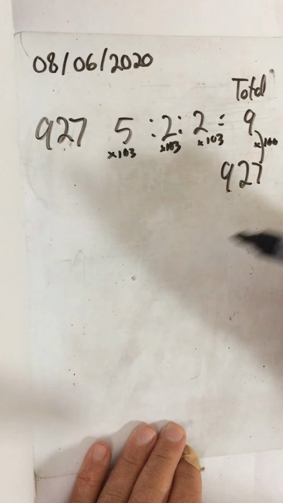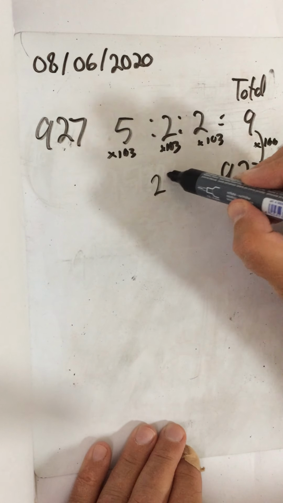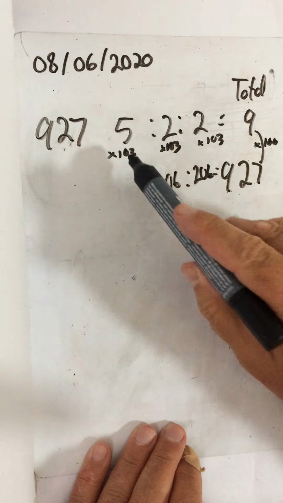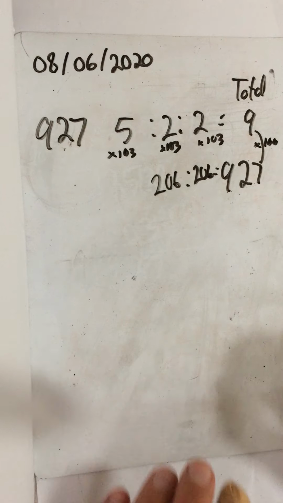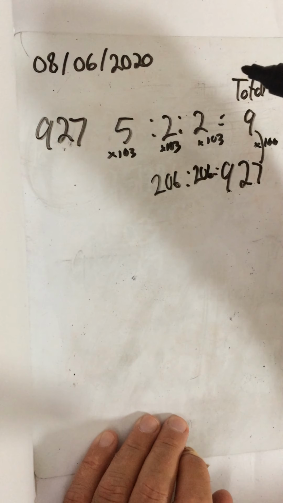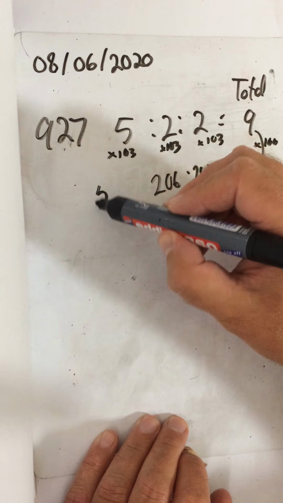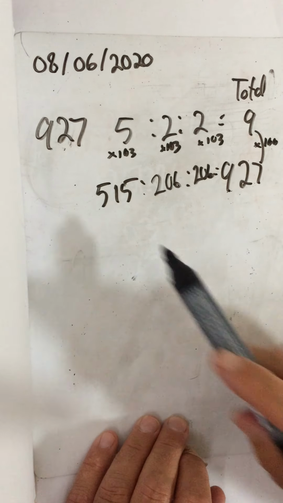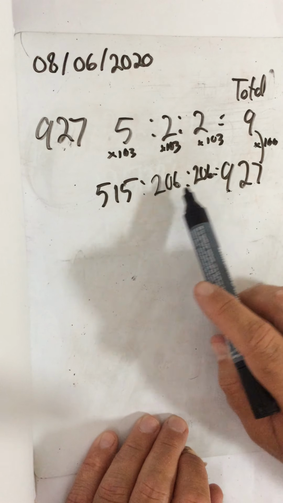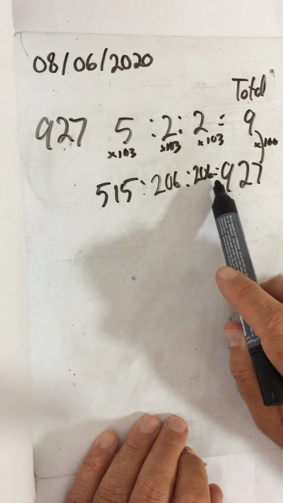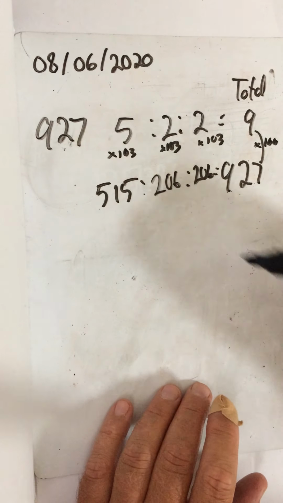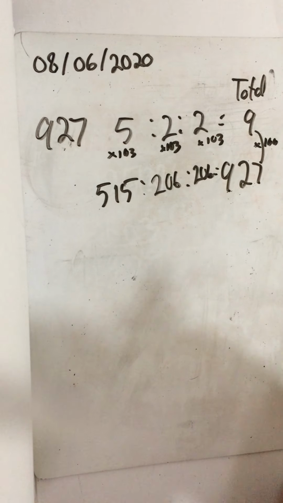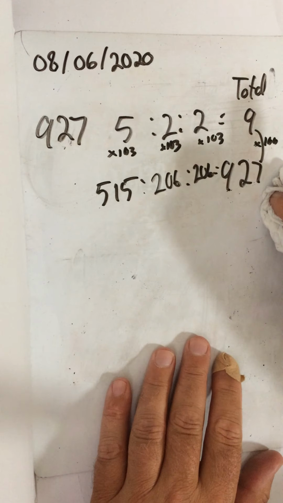So again, this is nice and easy. We're just doubling it, so that's 206. 5 times 103 would be 515. Let me just check if that's going to add up. I'm just going to do this: 500, 700, 900, 15, and 12. Yeah. Sorry, it's a bit squashed in there. But again, same rules apply with 3, so that's pretty straightforward.